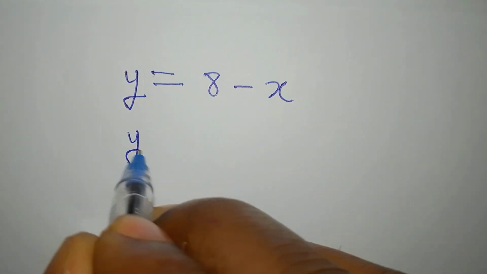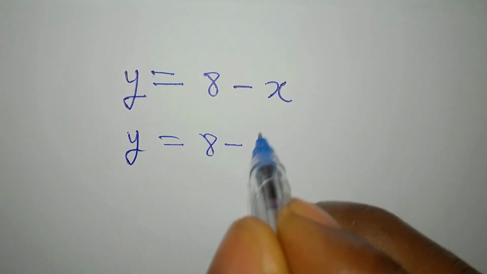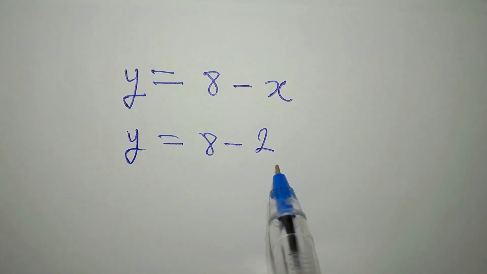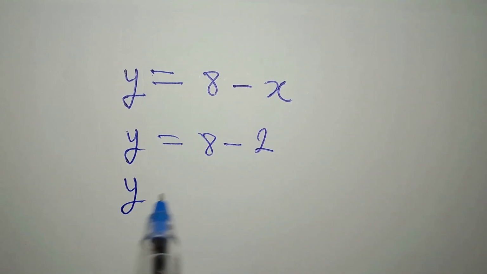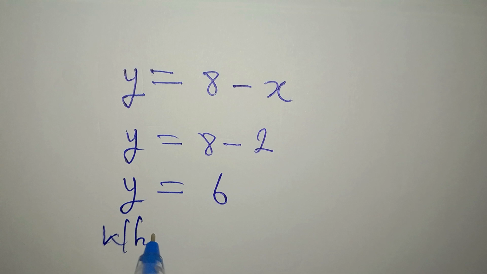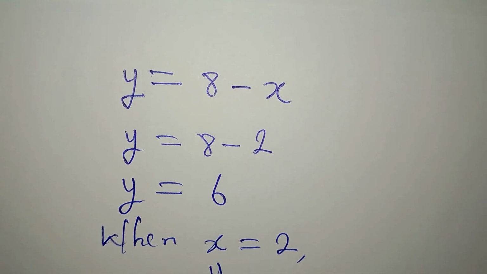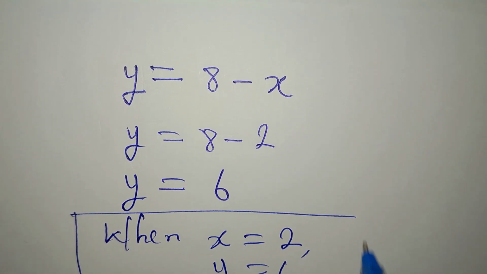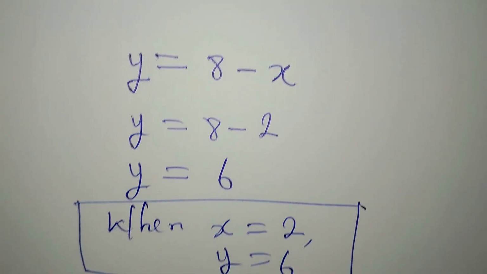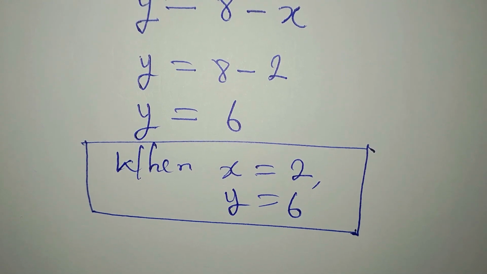So y now will be equal to 8 minus 2, because I'm working with x as 2, right? So that y will be 6. Now we are saying that when x is equal to 2, y is equal to 6. So we have solved this completely. But then let's put it back into the equation and see what we are trying to explain.